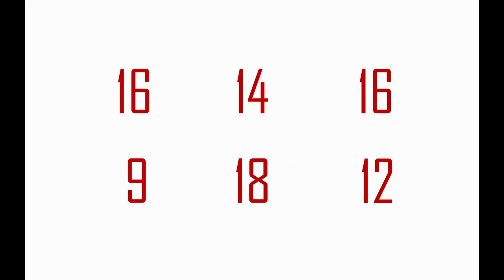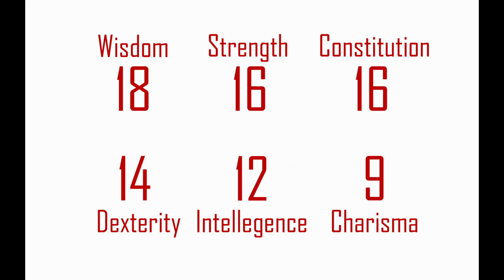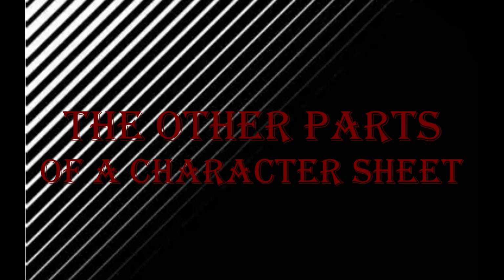The max you can get is an 18, a 6 on 3 dice. I finished rolling my stats and here they are. I'm making a dwarf cleric, so I'll assign the stats like this. The other parts of a character sheet.